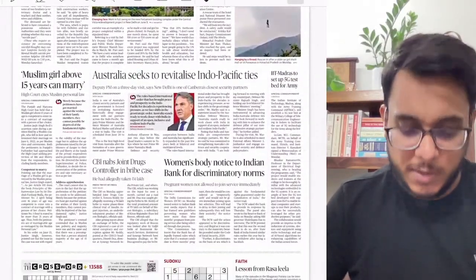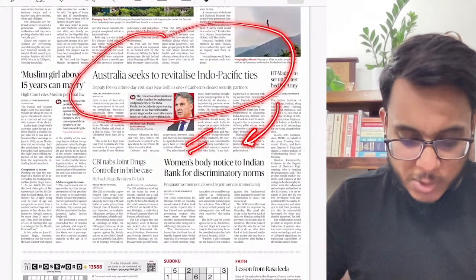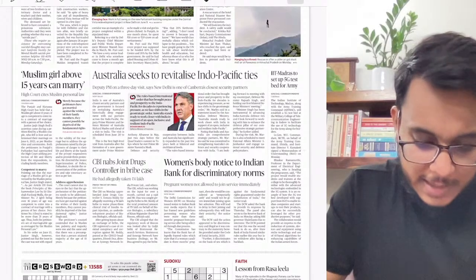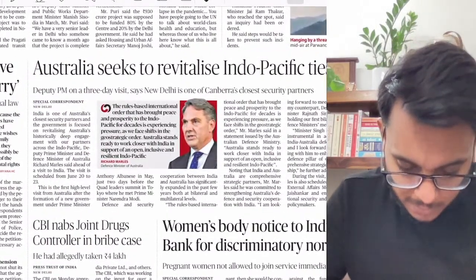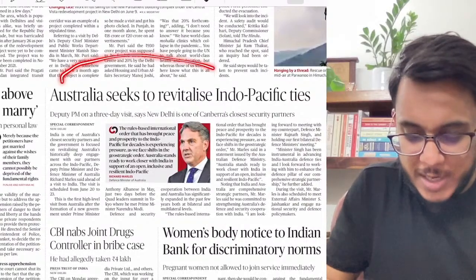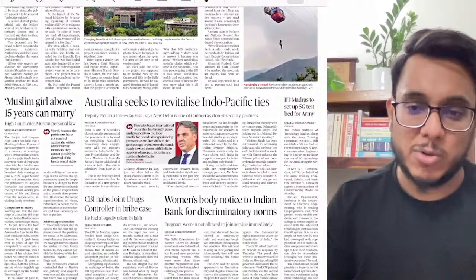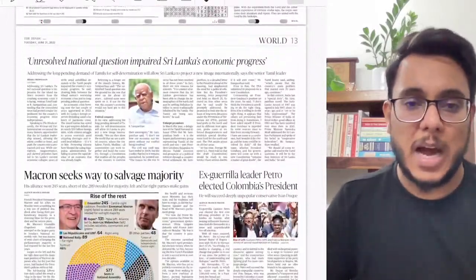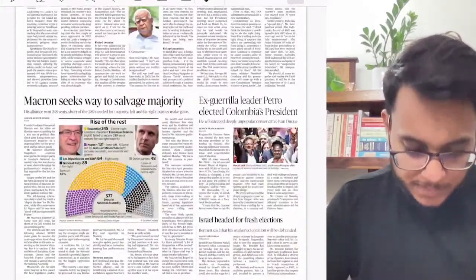Then guys, moving on, Australia seeks to revitalize the Indo-Pacific ties. Basically we see that the deputy PM of Australia is on a 3-day visit, and in this capacity, Australia says that India is an important component in the Indo-Pacific ties. So just this statement has been made. Apart from that, nothing much important is there.